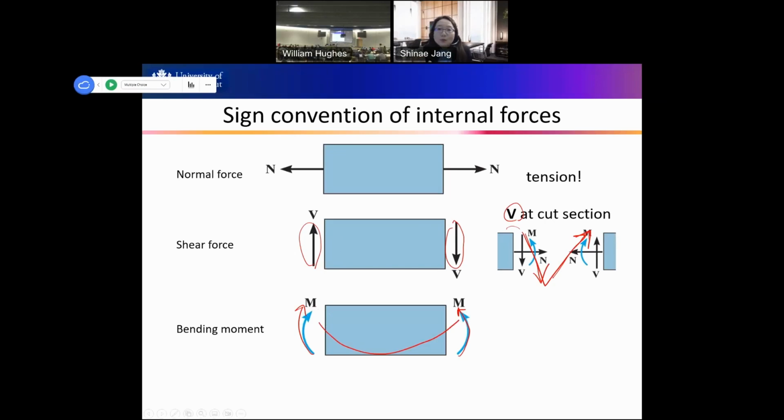And why is it important? Because this sign convention will be used in shear force and bending moment diagrams later, and that matters, right? So let's define it and make sure we understand and know the positive direction of all 3 internal forces.